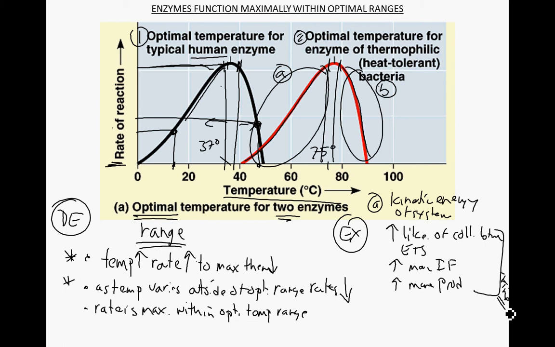For part B of the curve, why? What's going on up here? The explanation is, well, there's so much kinetic energy, right?